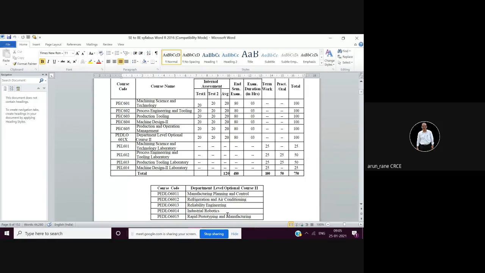Then many of you, I think, are deciding upon department level optional subject. So you have to select out of these five. I think mostly many of you are inclined for robotics and rapid prototyping. You have three more subjects, that is reliability engineering, refrigeration and air conditioning, and MPC, that is manufacturing planning and control. So just have a look on this scheme for 2 minutes.